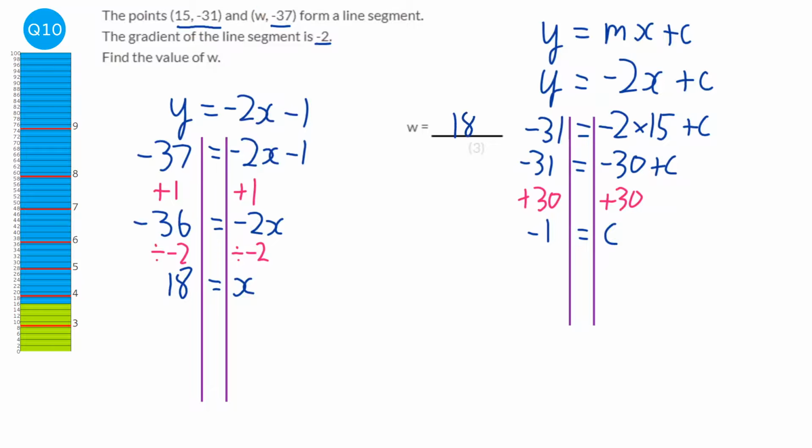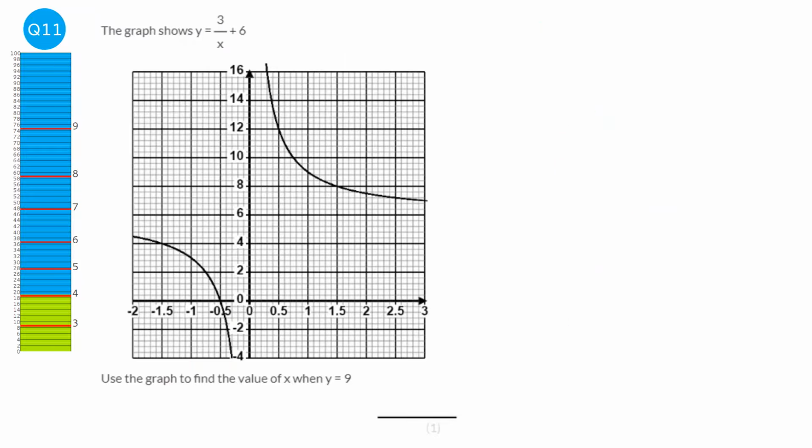So w is 18. So we're going to first of all work out where 9 is on the y-axis. Well, we've got 8 here and 10 here, so 9 will be halfway in between. And what we're going to do now is just draw a line across at 9, and then wait until it hits the line, and then we're going to draw a line down, and you can see here that x is 1. So our answer is that x equals 1.